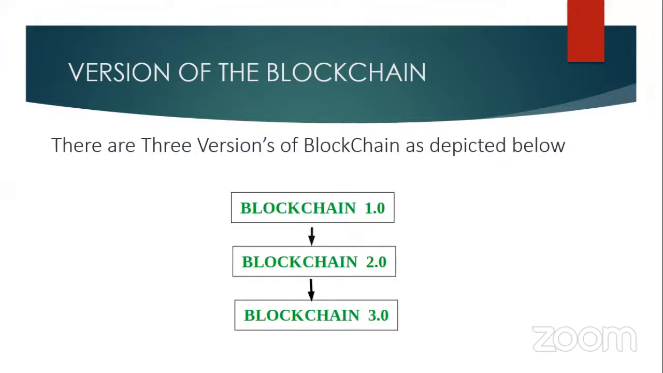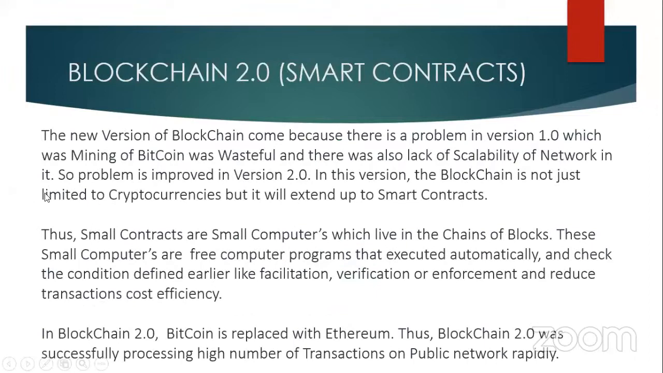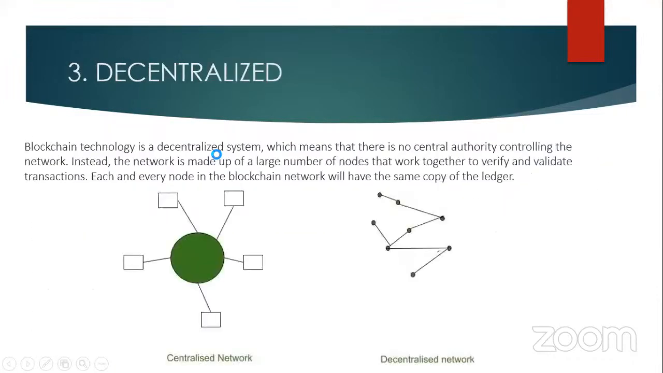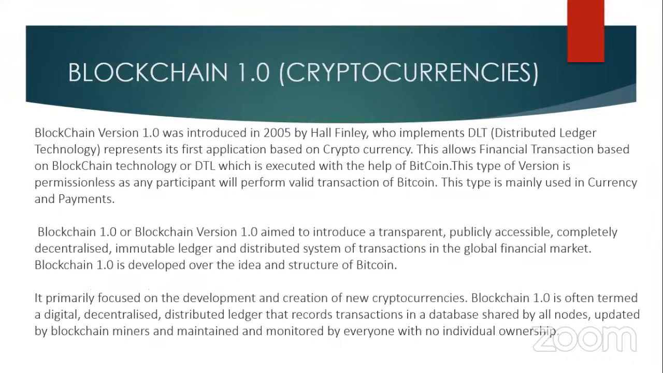So we have now blockchain 1.0. Blockchain 1.0 is simply cryptocurrency. Blockchain 1.0 was introduced in 2005 by Finley. Now he implemented the distributed ledger technology. So this particular DLT represents this first. Its first application was the cryptocurrency. Now this particular ledger allows financial transactions based on blockchain technology.